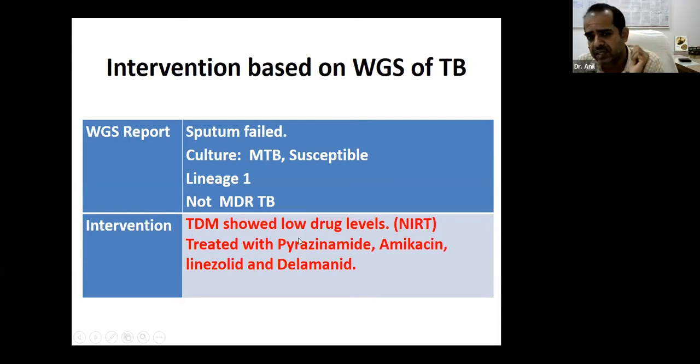In NIRT Chennai, they identified that the TDMs were low. Therapeutic drug monitoring showed that the levels of the antitubercular drugs were low, and she was ultimately treated with pyrazinamide, amikacin, linezolid, and delamanid. In spite of not being an MDR, she had to be given these injectables as well as oral drugs with higher bioavailabilities to treat her.